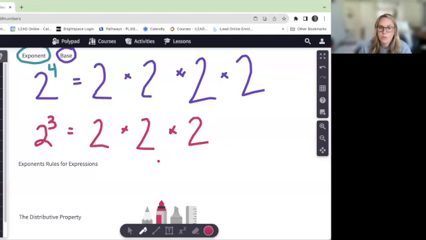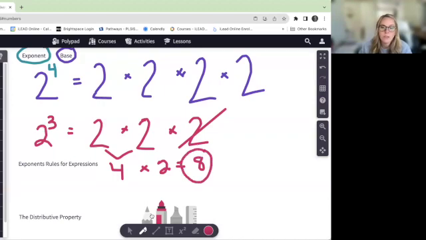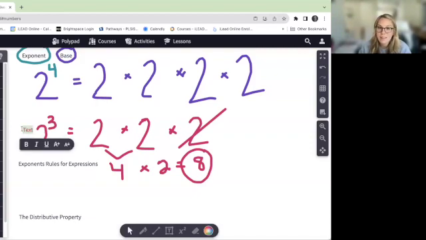Two times 2 times 2. We'll go ahead and multiply out. 2 times 2 right here. I'm going to take the first ones. That gives me 4. Bring down this last one over here. Cross it off. I've used it. 4 times 2 is 8. So that means that 2 to the power of 3 is 8.